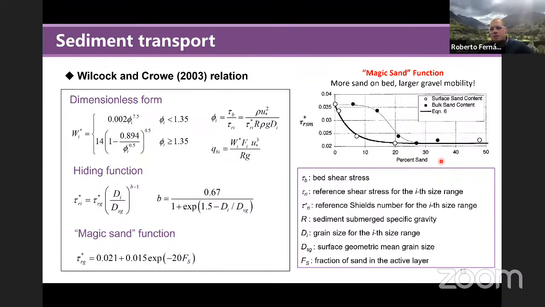All right. I don't know if we have any more questions. If not, Tyler, you can share. Yeah, and also in our experiment at UBC, when you put a small amount of sand into the bed, you can see very intensive transport of the gravel.